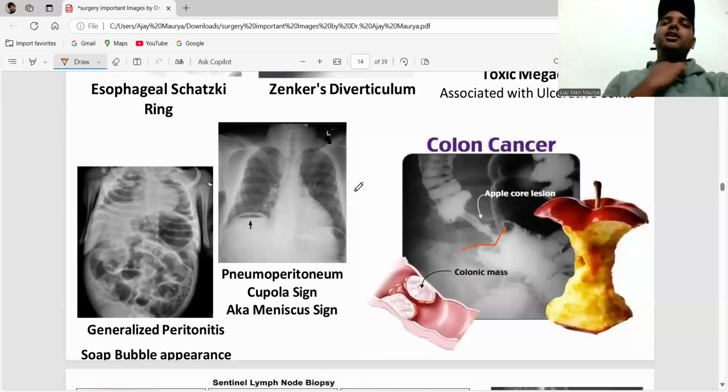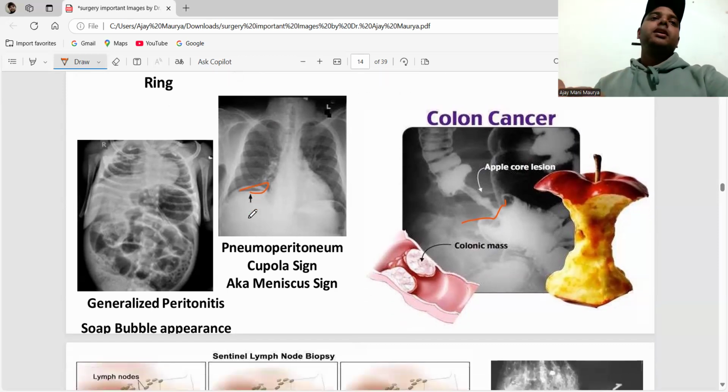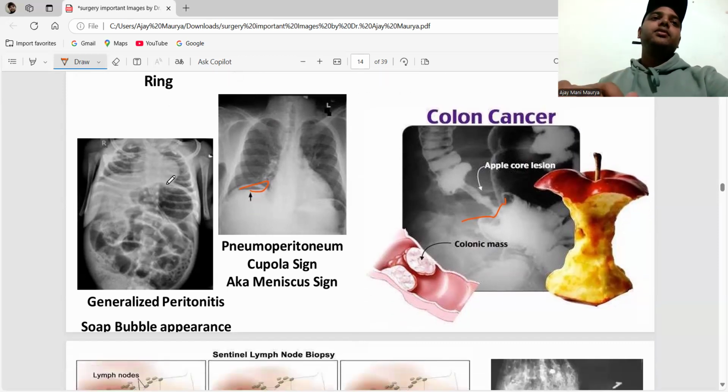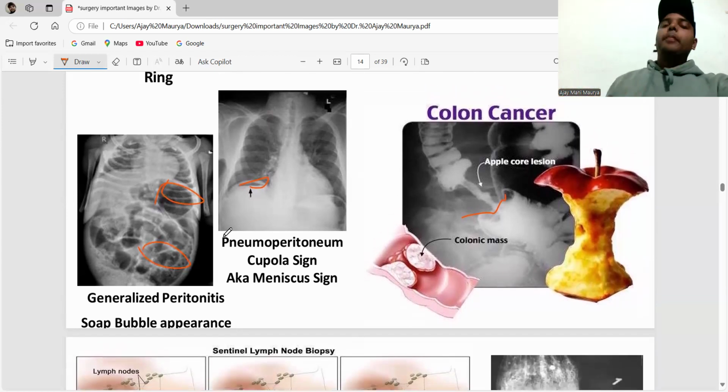Remember, this is the pneumoperitoneum. This is the cupola sign. You can see the cupola sign, also called the meniscus sign. What is the treatment? You have to do the emergency laparotomy. You can see here the generalized peritonitis, the bubble like appearance. This is a case of peritonitis.